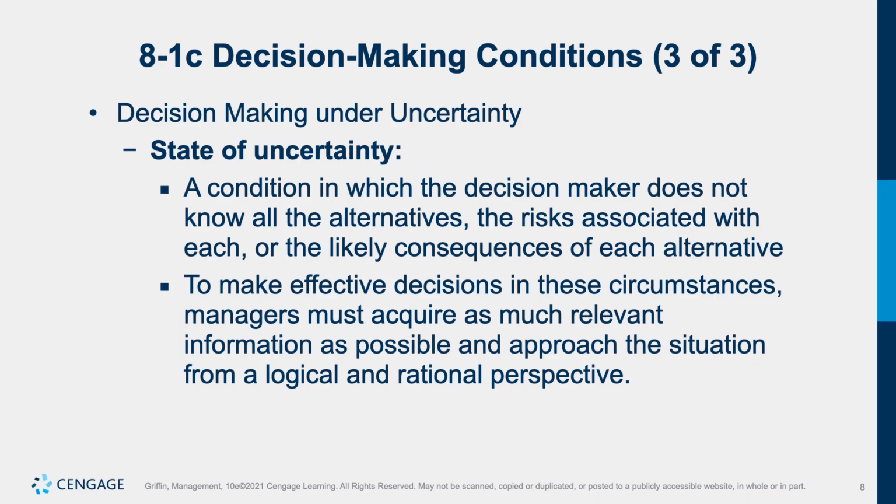And to make effective decisions in these circumstances, what managers or decision makers have to do is acquire as much relevant information as possible, meaning that in as much as they may have bounded rationality, they will try to broaden their horizon, make more consultations, and gain more information with regards to the decision that has to be made, and approach the situation from a logical and rational perspective. So basically, they seek the available knowledge out there that can help them make a more informed decision, right?